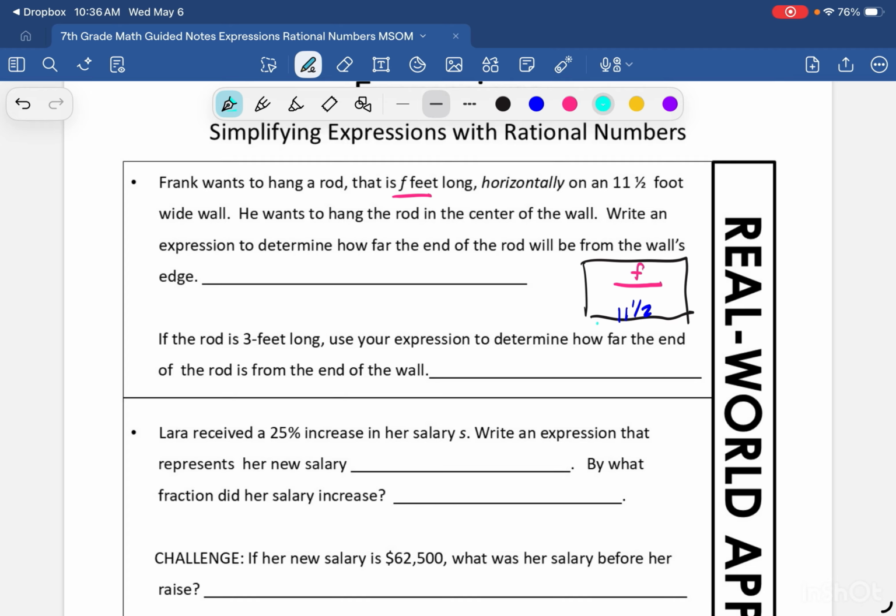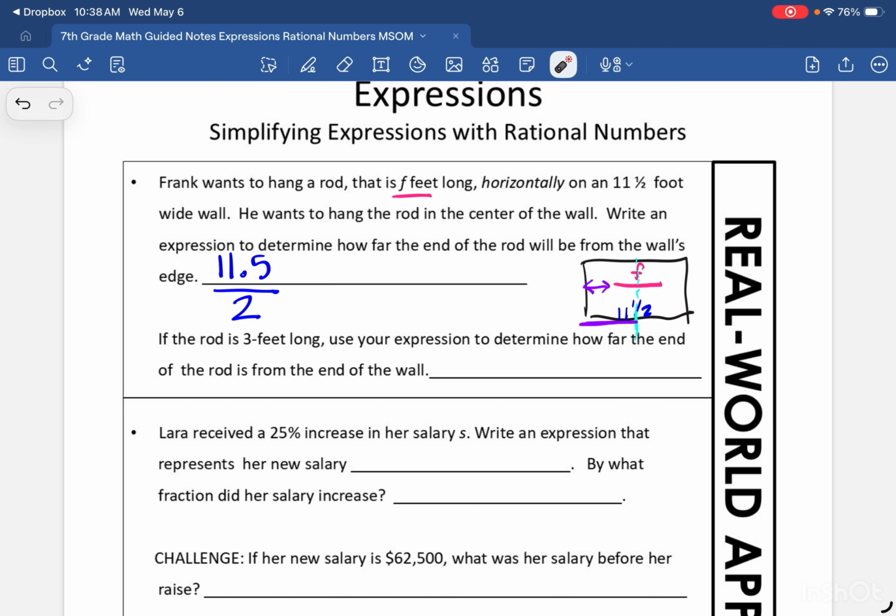One way I could do that is to figure out 11.5 divided by 2, because that's going to give me the middle of the wall. So to figure out the distance from the end of the rod to the wall, I need to know this distance, which is 11.5 divided by 2, because I know how long the wall is, and I need to figure out this distance. So this minus this will give me this purple section.